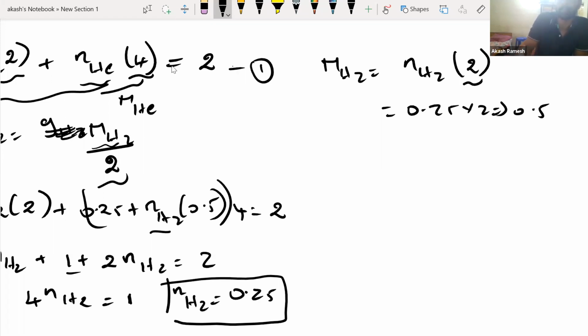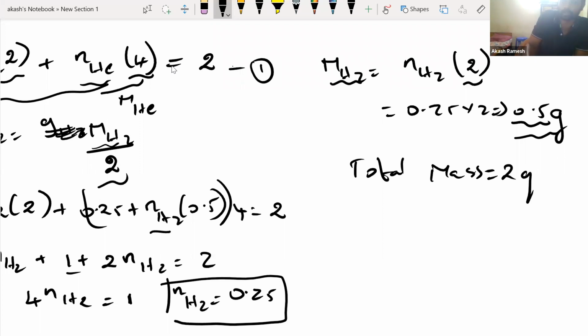Okay, so basically I have 0.5 moles of... 0.5 grams. I'm really sorry, this is mass, right? So this is 0.5 grams of H2 is what I have, right? Now I know total mass is 2 grams, right?